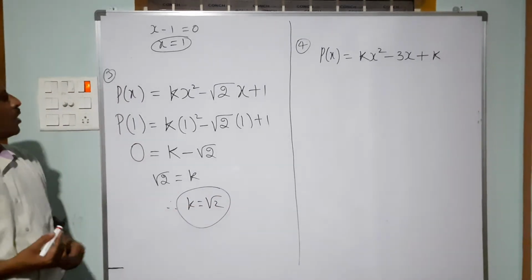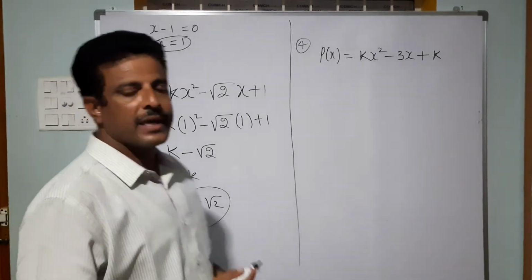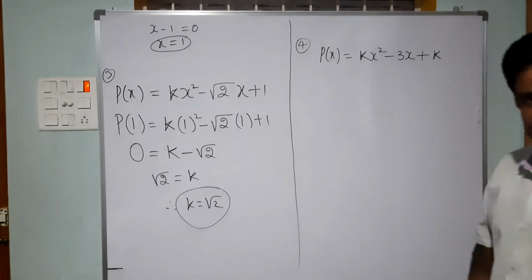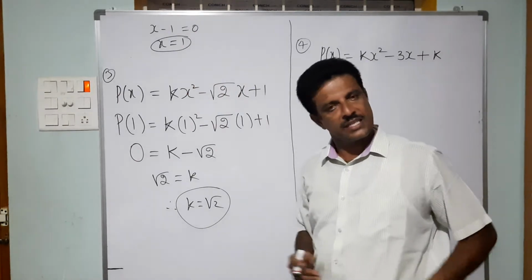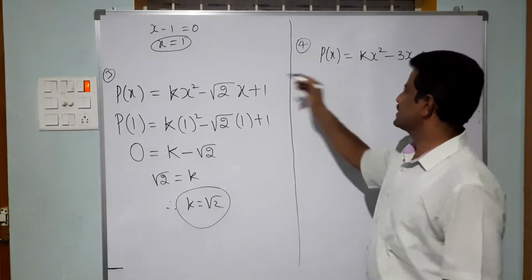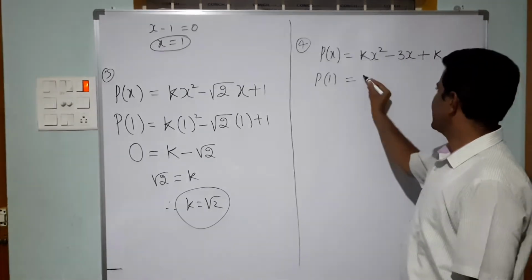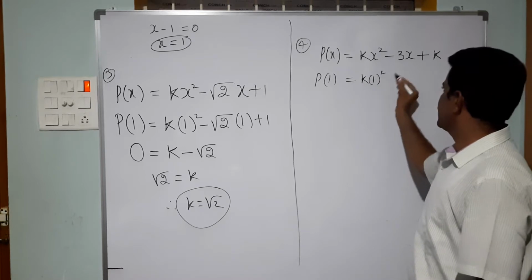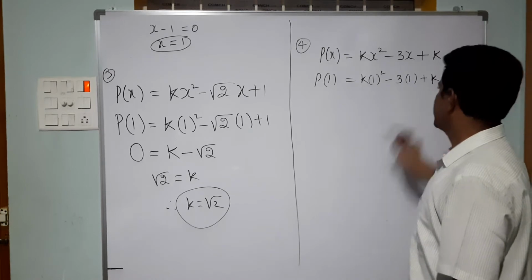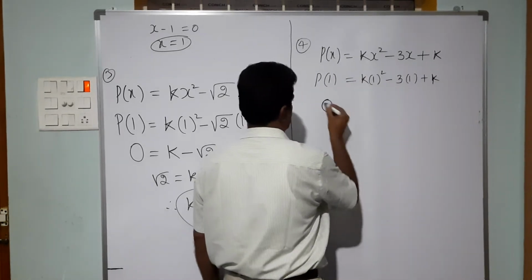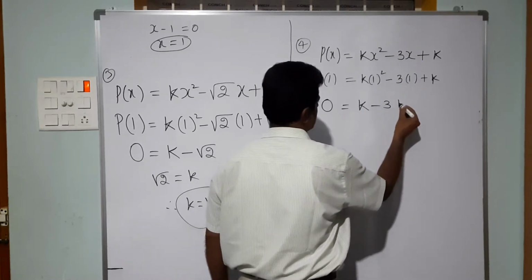K value is how much? Root 2 according to this problem. Did you understand? Same as it is. P of x is equal to kx square minus 3x plus k. Here also find the values of k. So using that factor, x minus 1 is equal to 0. Put in the place of x is equal to 1. P of 1 is equal to k into 1 whole square minus 3 into 1 plus k. Okay, p of 1 value is equal to 0, is equal to k into 1 whole square, k minus 3 plus k.